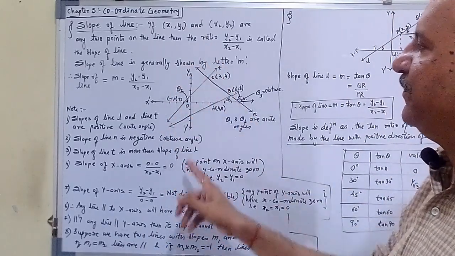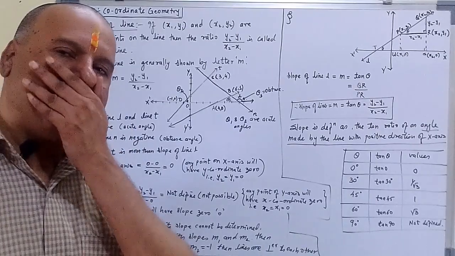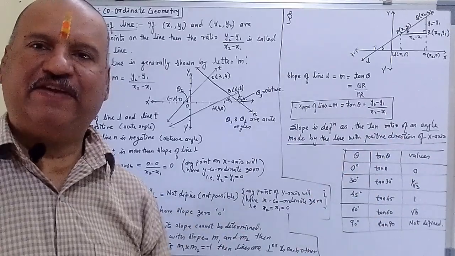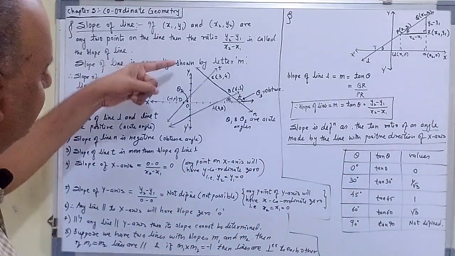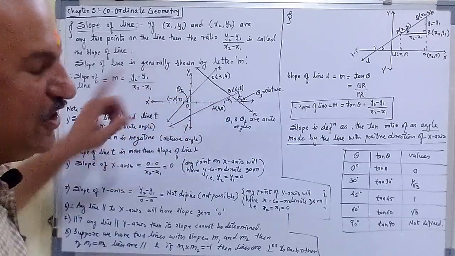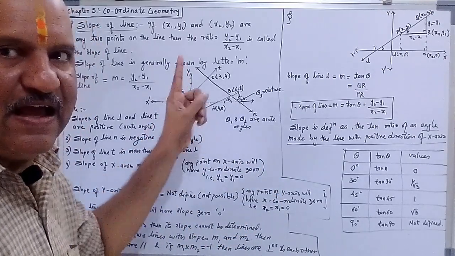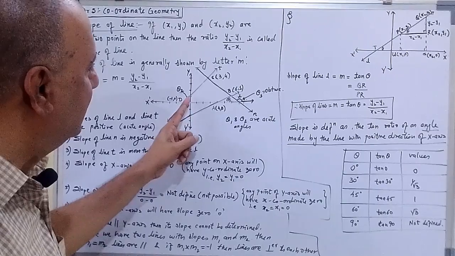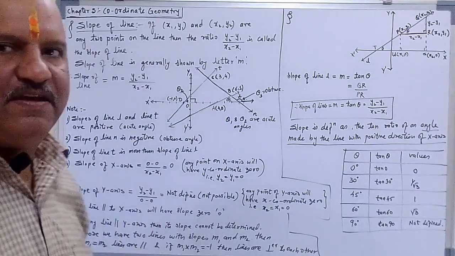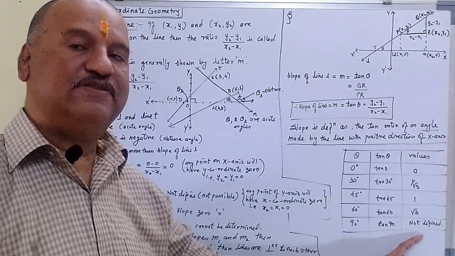And slope of y-axis, look, interesting, I have written here tan 90 is not defined. And what did I define? Angle made by a line with positive direction of x-axis. Now please see here, the y-axis is perpendicular to the x-axis. That means this line, the y-axis, makes how much angle? 90. It makes angle 90 with the positive direction of x-axis. And so, what will be tan 90? Tan 90 is not defined.